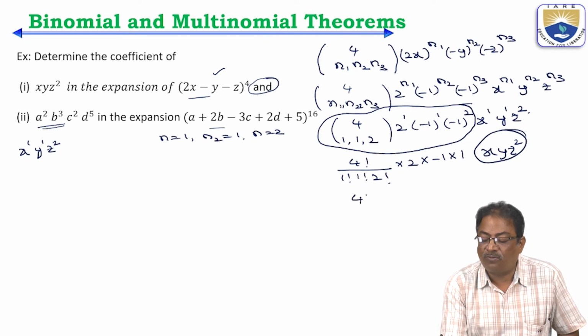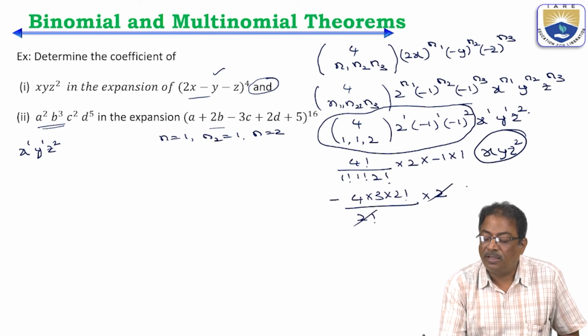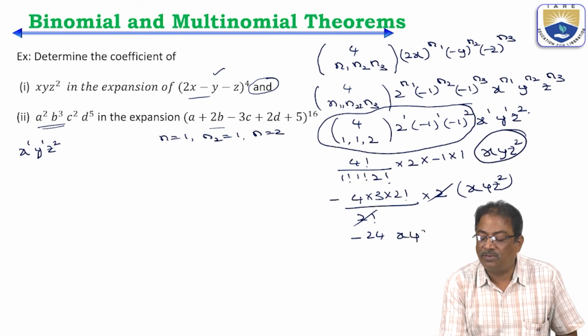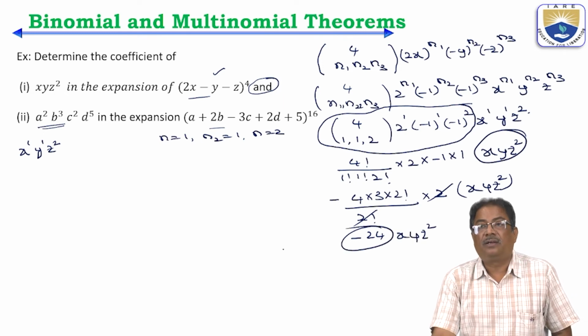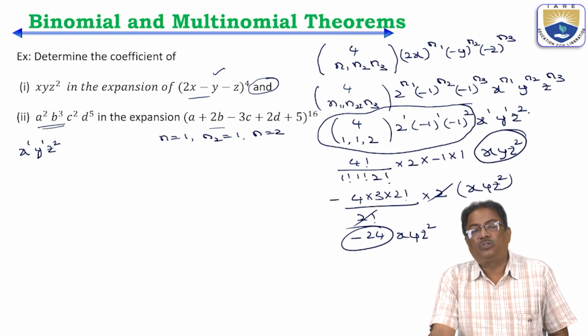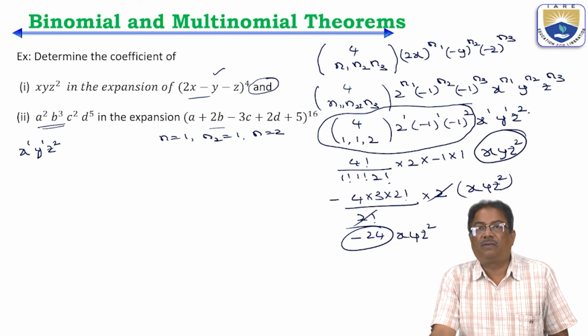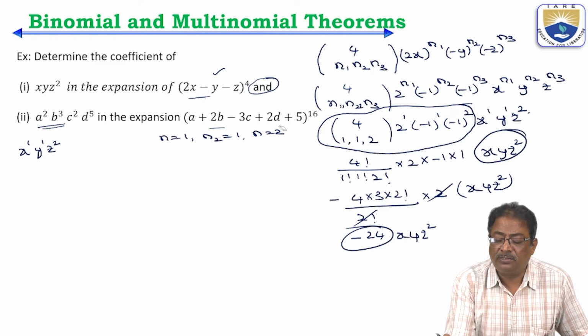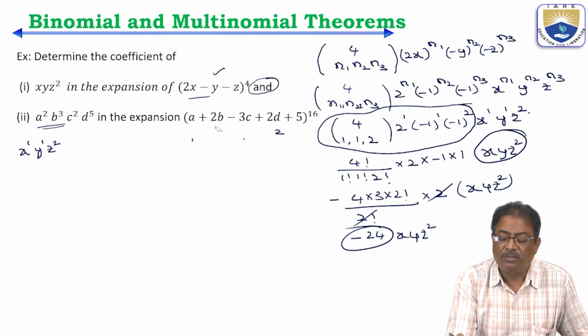So 4 factorial is 4 into 3 into 2 factorial by 2 factorial, and of course the minus will be there, then it is 2, so x, y, z square. Simply it is minus 24. So this is the final answer: minus 24 is the coefficient of x, y, z square. This is the way we are going to solve the first one.